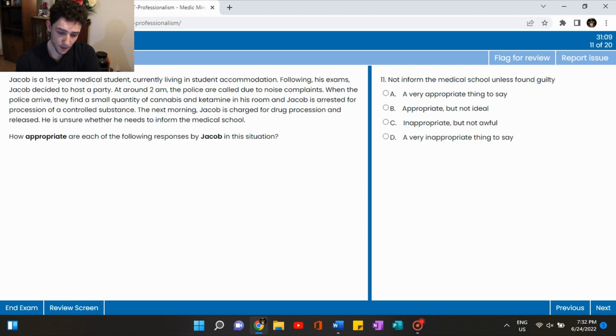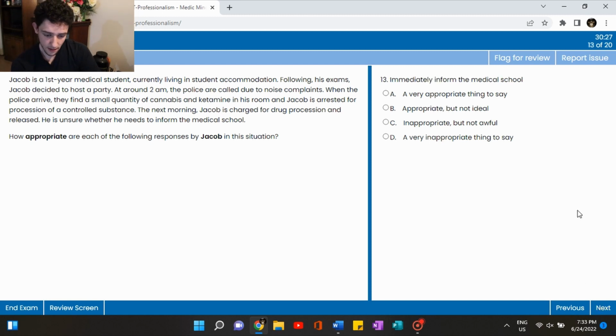Next, not inform the medical school unless found guilty. I'm probably going to go with D as well, because the key point is if something like this happens, you inform the medical school straight away. So very inappropriate in this case. Number 12, seek advice from a medical defense organization. I'll probably mention this later on, but seeking advice is almost always the best thing to do. So we'll go with a very appropriate response.